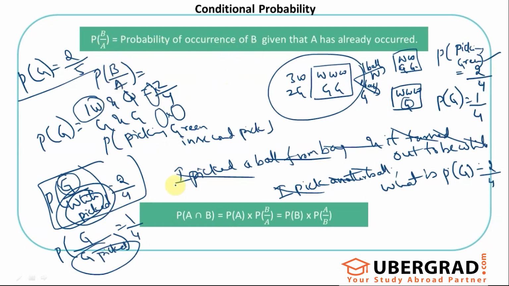And what is the impact of it or use of it in problems is this. P of A intersection B can be done as P of A into P of B given that A has already happened, or P of B into P of A given that B has already happened. This can be used to calculate P of A intersection B.